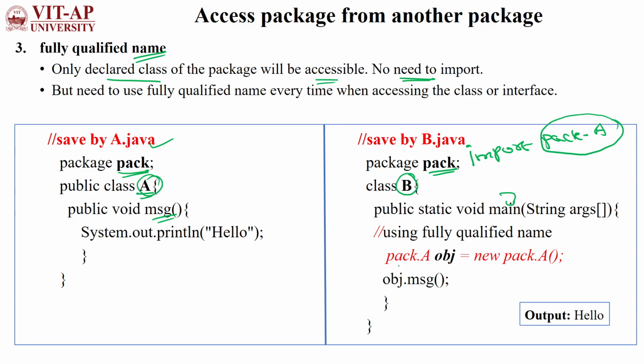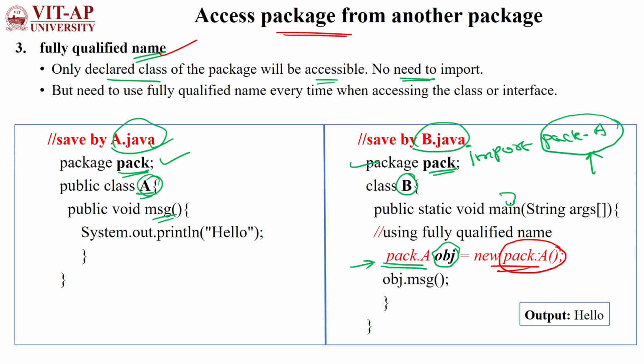Without that, I can define the object variable by using the fully qualified name. So pack dot a, I can use here because both are available. B.java and A.java both are available in the same package. That's why, if you are using class files which are available in the same package, you can go ahead with the fully qualified name. Here the fully qualified name is the package name dot the respective class name. So here you will get the output as hello.